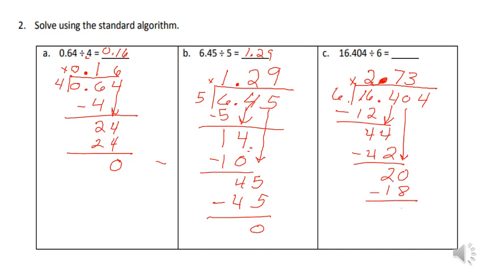Subtract what we used, and we have 2. Bring down our last digit. Now we have 24, and I know 6 times 4 is 24. So 4 times 6 is 24. And we have 0 remainders. So the answer, the quotient, is 2 and 734 thousandths.